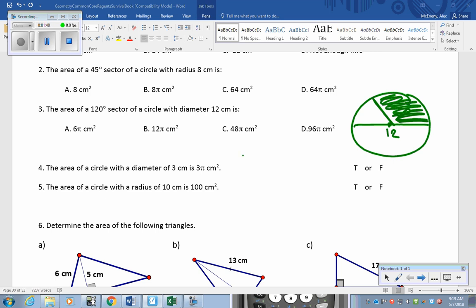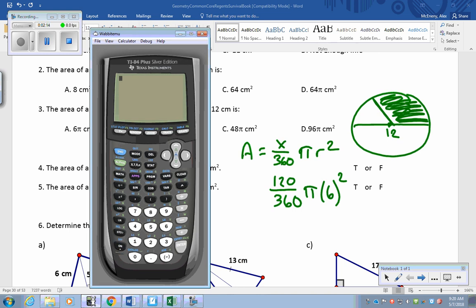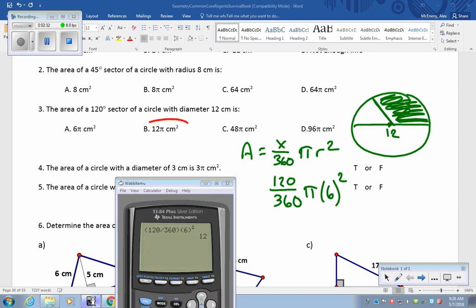We're going to need to use the area formula, which for a sector is x over 360 times pi r squared. So for this one, we have a 120-degree section, which would be 120 over 360, times pi, and the radius in this case is 6, squared. You could simplify the fraction, but because our answers are in terms of pi, you could just do the fraction, 120 divided by 360, times 6 squared, which will end up being 12, and we didn't multiply the pi in, so the answer for this one would be B.